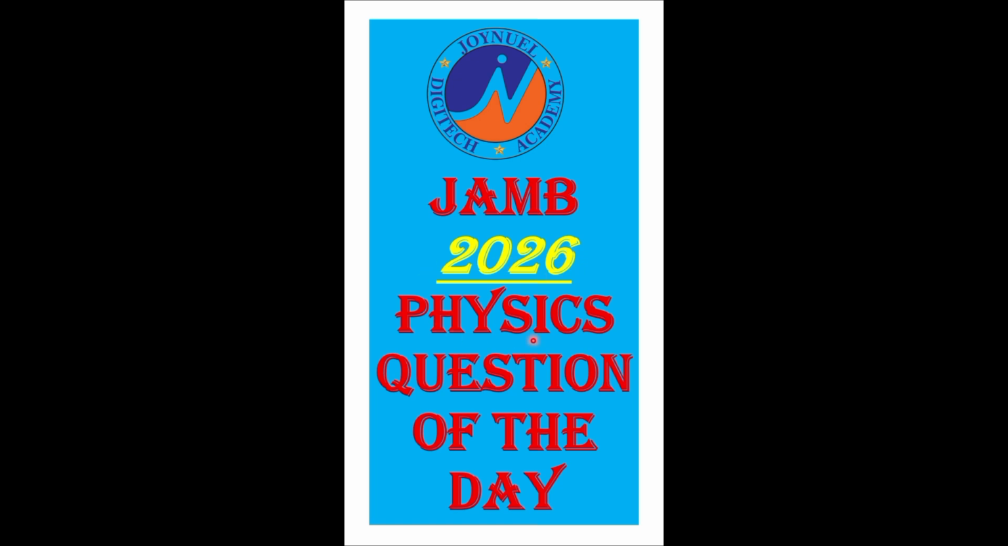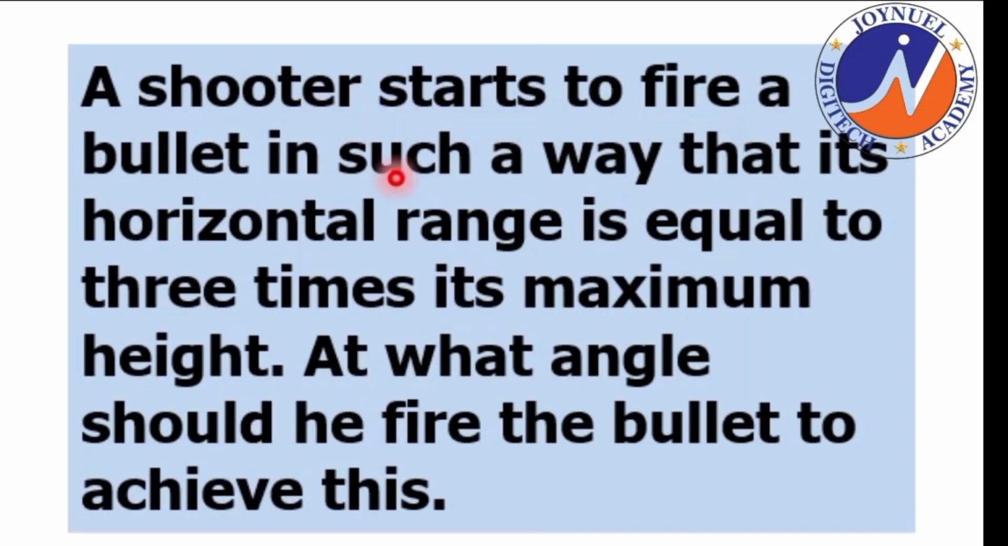JAMB 2026 physics question of the day. You're going to learn a lot today. A shooter starts to fire a bullet in such a way that its horizontal range is equal to 3 times its maximum height. At what angle should he fire the bullet to achieve this?